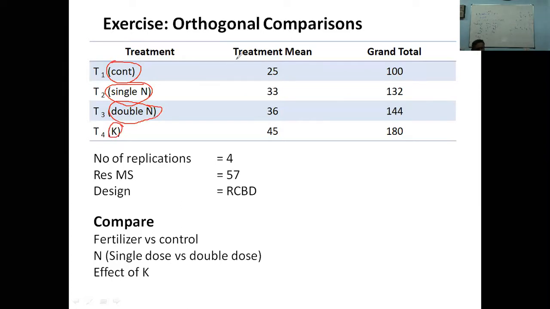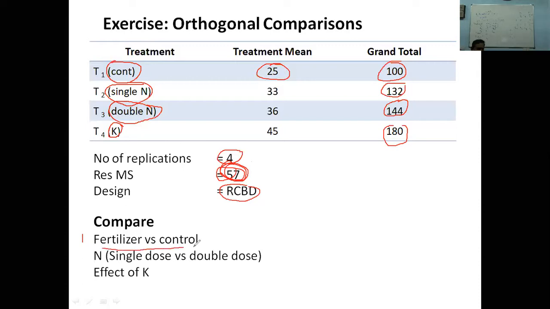So four different treatments. Their treatment means are given here. Already calculated treatment means, and the grand total of each treatment. This is for treatment 1, treatment 2, treatment 3, and treatment 4. These are the mean values of each treatment. Assume that all of them have 4 replicates. Actually, it is an RCBD design. Assume the residual mean square is 57. MSE, residual mean square. Now my first contrast is fertilizer versus control.